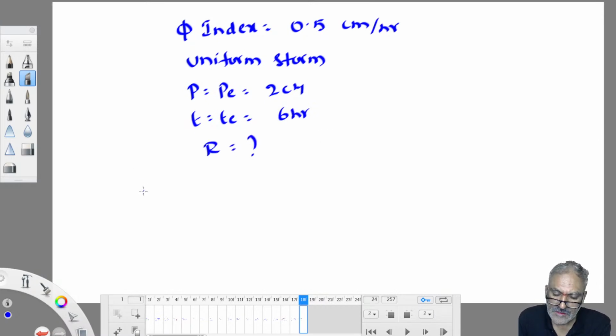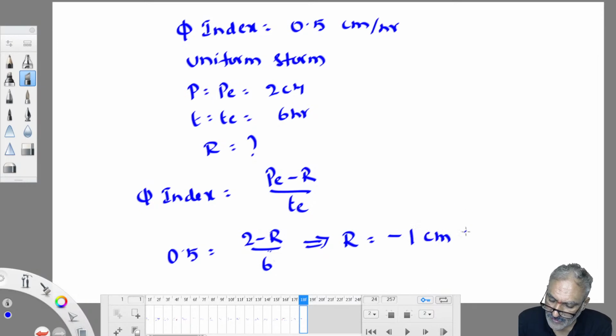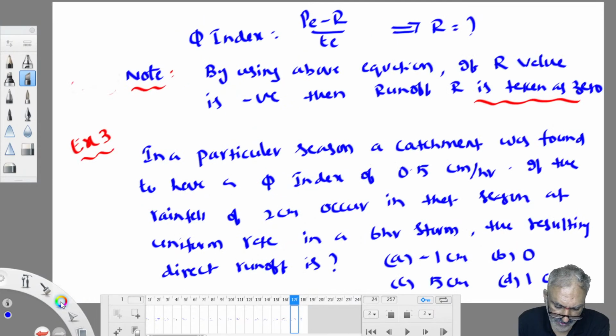Runoff R. So pi index is equal to (P minus R) by T. So 0.5 is equal to (2 minus R) by 6. So R is equal to, what is R value? -1 centimeter. So whenever you get negative runoff, what you need to do? Take it as 0. So 0 is the answer, not -1 centimeter.